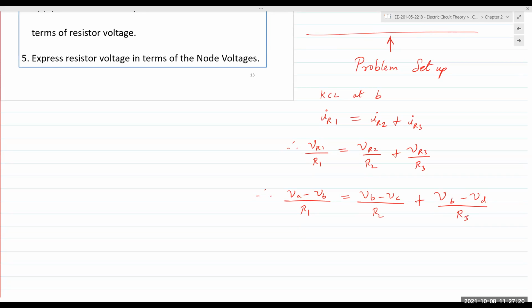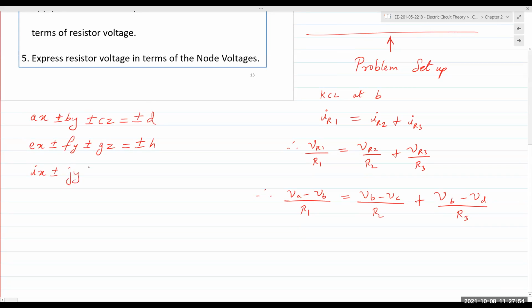That's it. And so you reduce the equation at this point into the form of AX plus or minus BY plus or minus CZ is equal to plus or minus D. Same way you would have EX plus or minus FY plus or minus GZ equal to plus or minus H, IX plus or minus JY plus or minus KZ equal to plus or minus L. It's a set of linear equations.